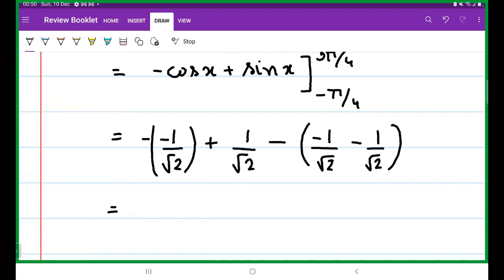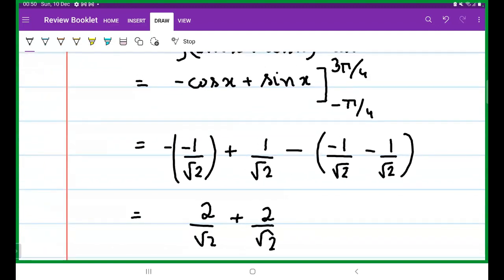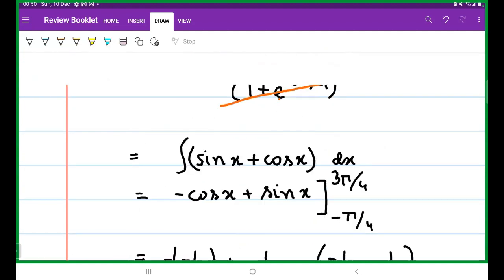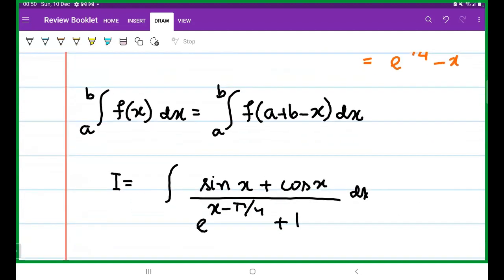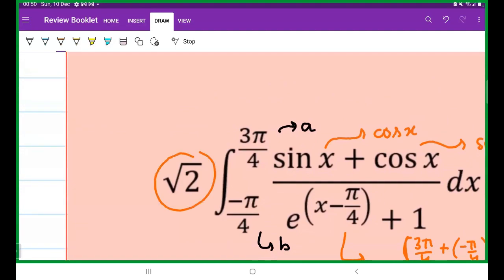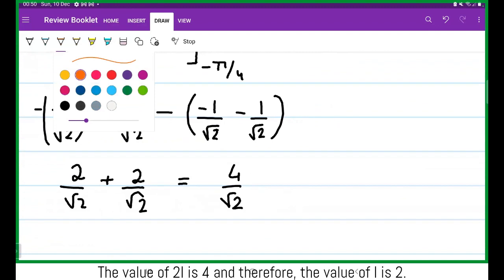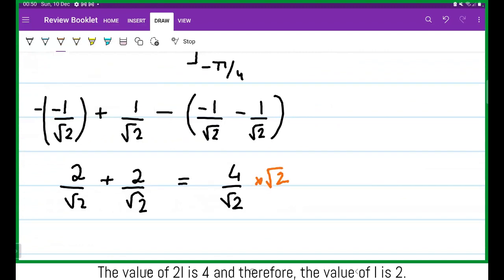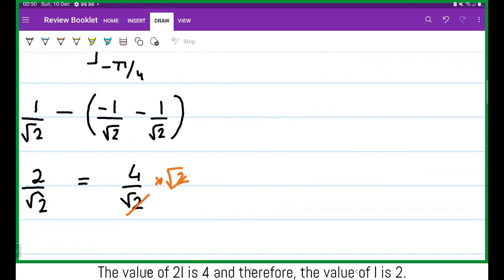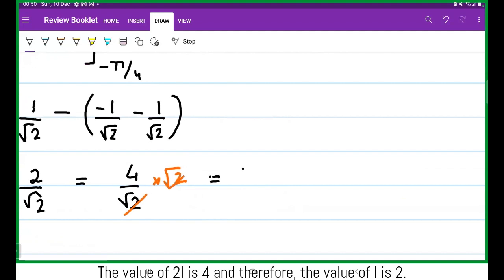This will be 1 by root 2 plus 1 by root 2 plus 1 by root 2 plus 1 by root 2, which is equal to 4 by root 2. Now, before this integral, we have got a root 2 multiplied with it, right? So let's multiply it with root 2. This is equal to 4. There you have it. This is your answer.